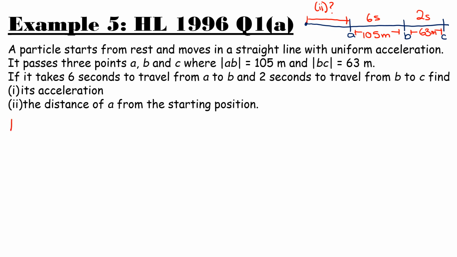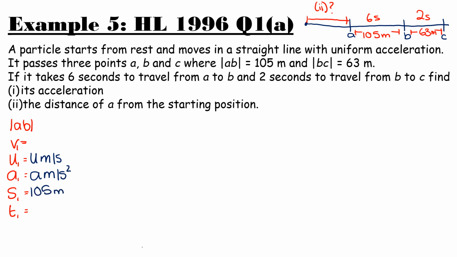So the first section we're going to work with is AB. I'm going to label these with a subscript 1, V, U, A, S, T. And that is going to be an unknown U, so I'm just going to call that U meters per second. An unknown A, so A meters per second squared. It travels 105 meters, and then the time is 6 seconds. Now, because we have two unknowns, we're going to have to create two equations and work with simultaneous equations.